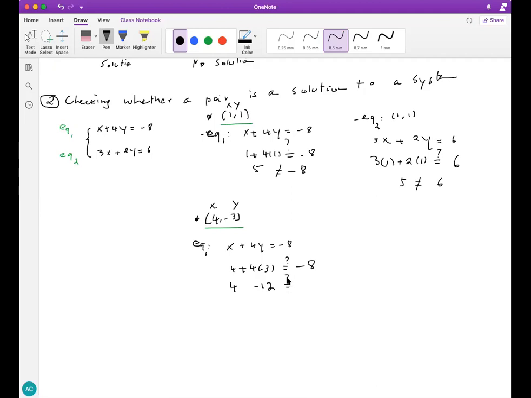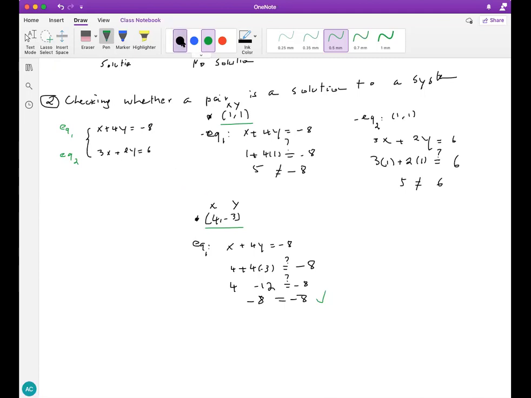And again, we say, is it equal to negative 8? 4 take away 12 is in fact negative 8. Negative 8. So that's good. So this pair is a solution to the first equation. That's good, but that's not enough. We need to check it. It has to be a solution for this one as well. In order for this to be a solution for the entire system, it has to be a solution here. We checked it works. Now we're going to see if it works for this. If it works for this, then we can say this is a solution to the entire system.